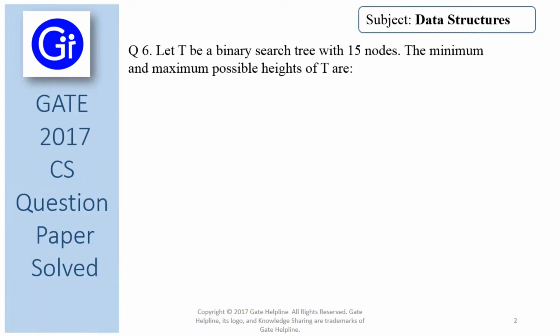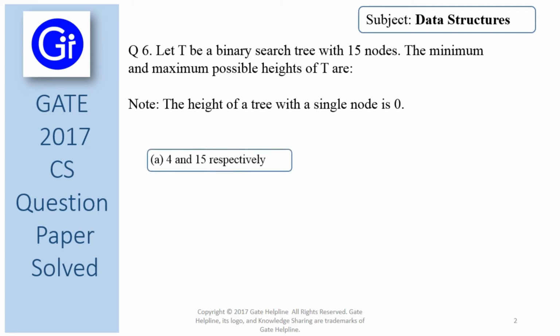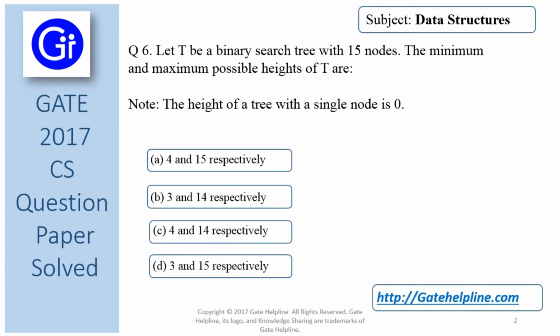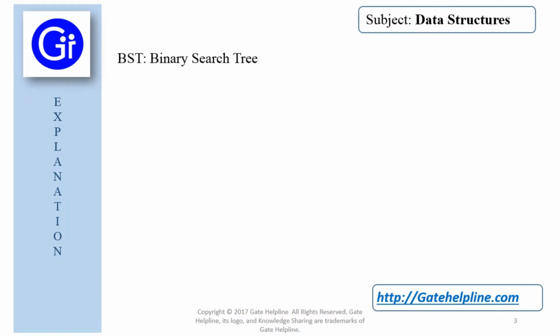Question number 6 is, let T be a binary search tree with 15 nodes. The minimum and maximum possible heights of T are. Note, the height of a tree with a single node is 0. And the options are 4 and 15 respectively, 3 and 14 respectively, 4 and 14 respectively, and 3 and 15 respectively. So the explanation to this question is as follows.